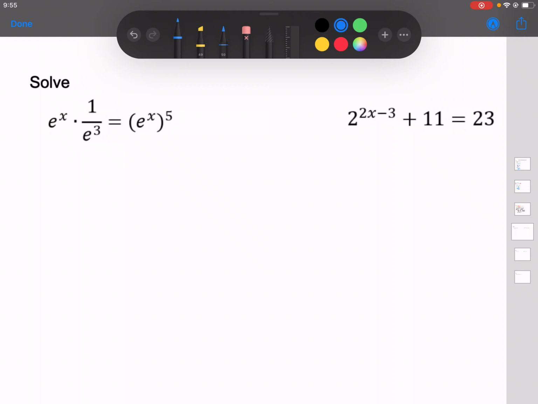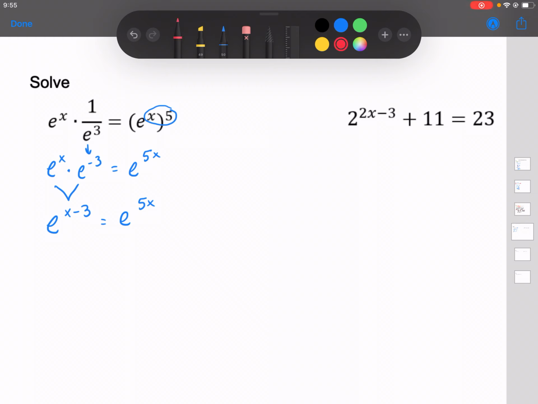So first off, we've got e to the x times e to the negative third power because it's in that fraction. This other one, I'm going to multiply the x and the 5, so I have e to the 5x. So I'm still not in the spot I want to be because I have two base e's on one side. So this would be the same thing as e to the x minus 3 equals e to the 5x.